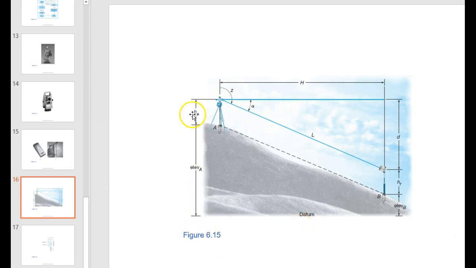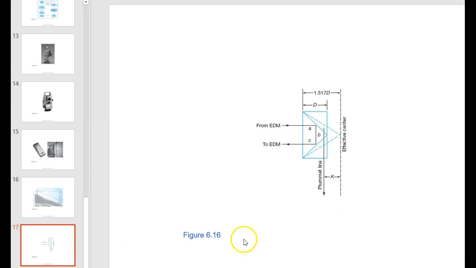Now, this just refers to how we can compute an elevation difference or a slope distance using, once again, total station and prism. This is a sideways view of the prism. You can see we have this plumb line, and we have the wave going from the EDM to the prism, reflecting and going back to the EDM. The effective center is back here. There are depth readings for a prism and constants, this K value of a prism.